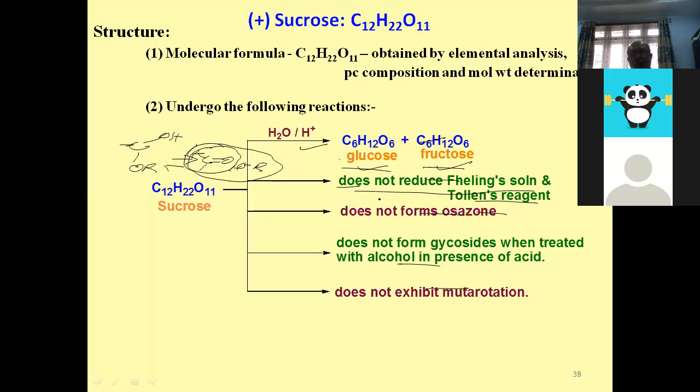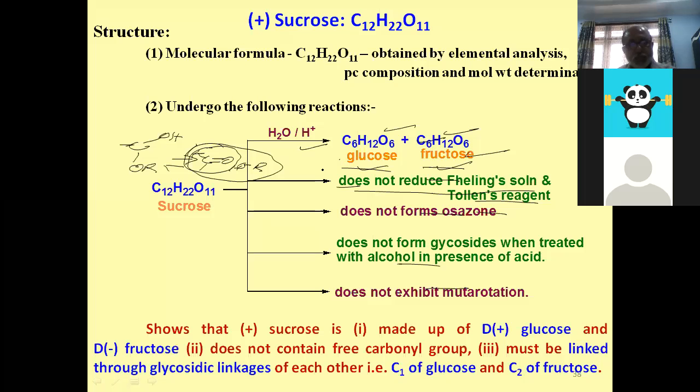And this blocking can happen only when this condensation between glucose and fructose takes place between the anomeric OH group of each other. That is the information. So this information that we get, let us see.